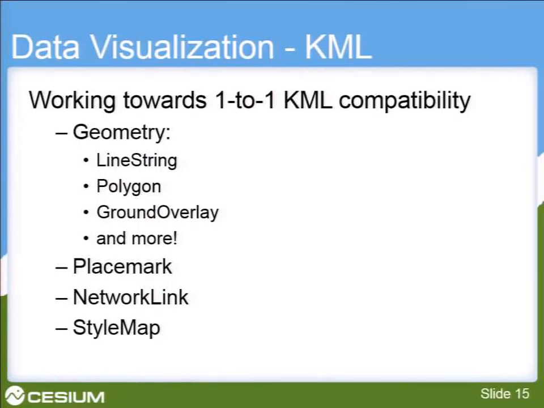So now that we know about some of the differences between building a Cesium application and developing with the Google Earth plugin, let's talk about data visualization. So we are working towards one-to-one compatibility with KML. So we have support for a lot of common features, such as geometry, like line strings and polygons, place marks. We recently added support for network links and style maps. So if you have a simple application that uses KML, your whole migration process might just be loading your KML into Cesium, depending on how complex that is.